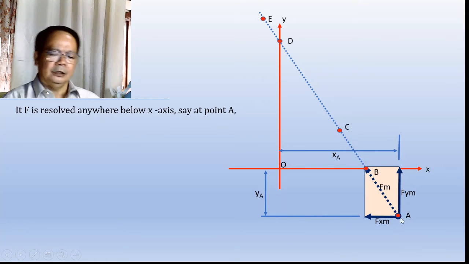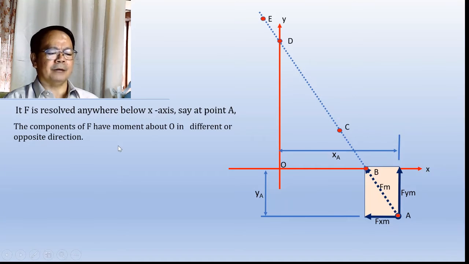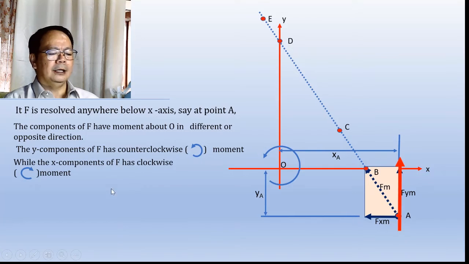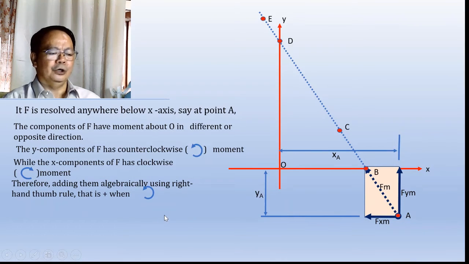And if we study the turning effect that this F sub y and F sub x are causing about the axis of rotation at O, you will notice that the components of F have moments about O in opposite directions. We see that F sub y is causing a counterclockwise moment, producing a tendency to rotate in the counterclockwise direction about O, while the x component has a tendency to rotate in the clockwise direction.